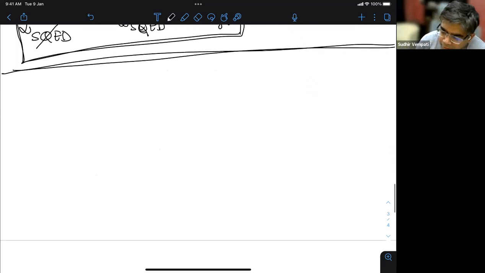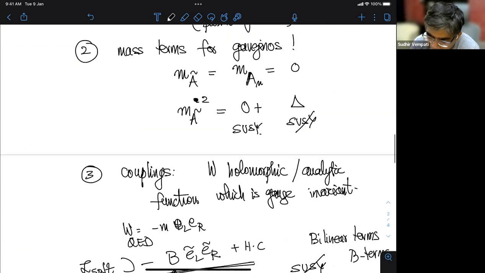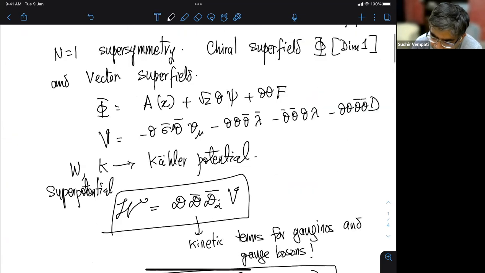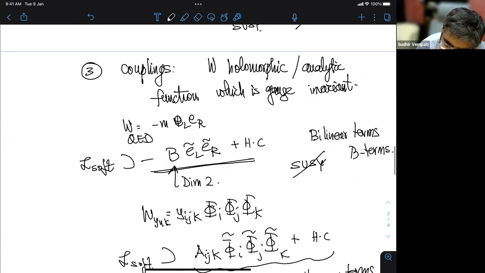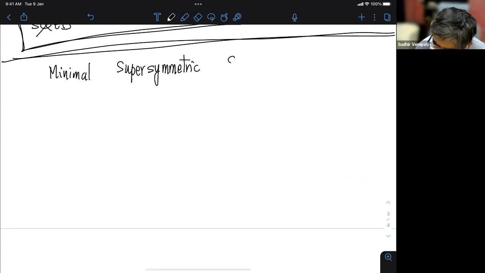So now we know how to write supersymmetric Lagrangians. We have seen the QED Lagrangian. Now let's try to do something called the minimal supersymmetric standard model.